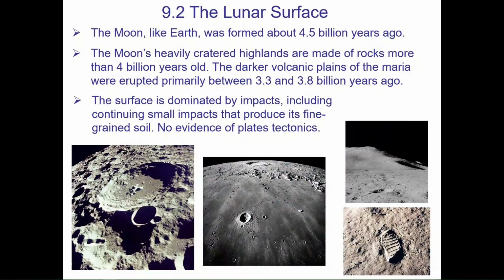If you look at this bottom picture, that is a footprint left by an astronaut in one of the Apollo missions. The astronauts left a lot of footprints on the surface of the moon. You can see how thick the surface soil is, right? And I want to ask a question: how many years do you think a footprint will remain on the surface of the moon?